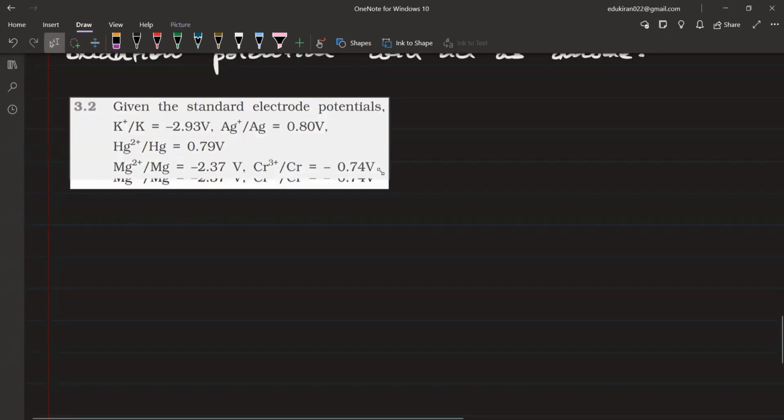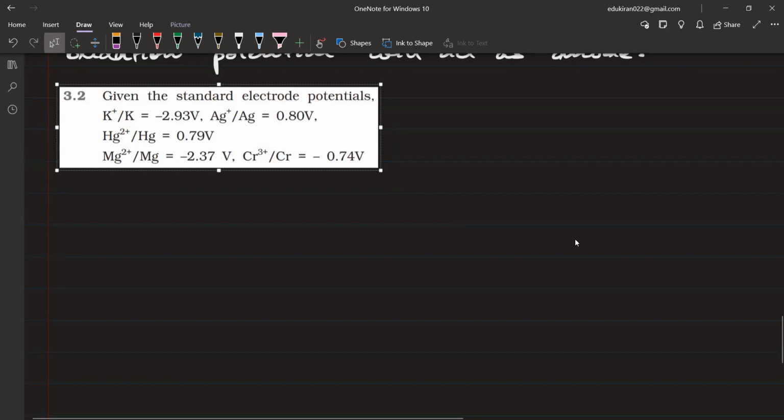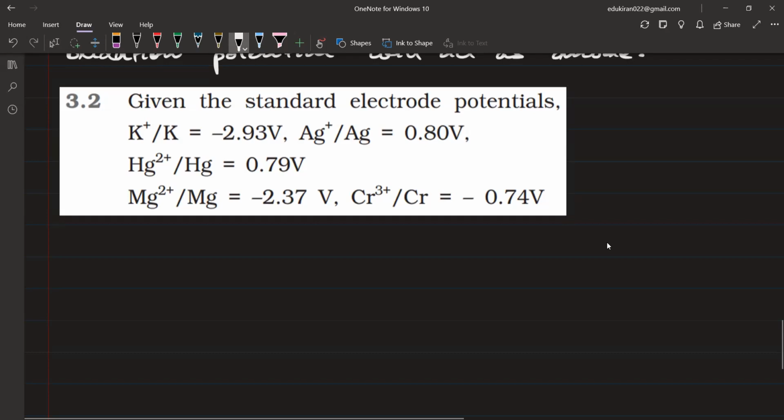Okay, we have the standard electrode potential. Forget about the question, what they are asking. Given the standard electrode potential, you have to tell me what is happening here. Reduction or oxidation? This is first cell, this is second cell, and this is third cell. Tell me what is happening here? Reduction or oxidation?